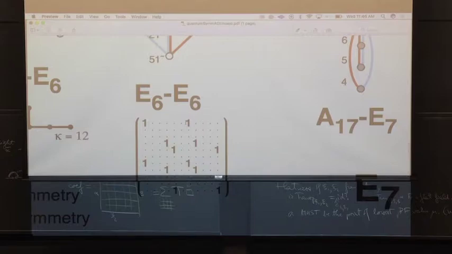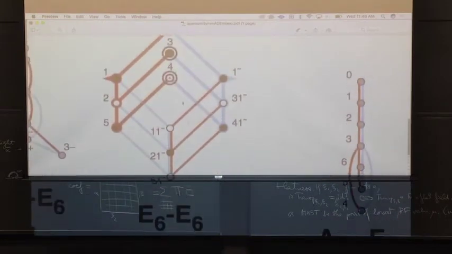So I published this in a paper called Paths on Coxeter Graphs, a series of 20 hours of lectures at the Fields Institute around 1995, I think, or so. So what you can see here, this one is interpreted now as the one that breaks E6 in two.